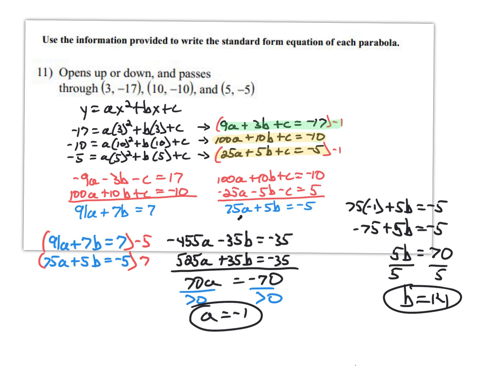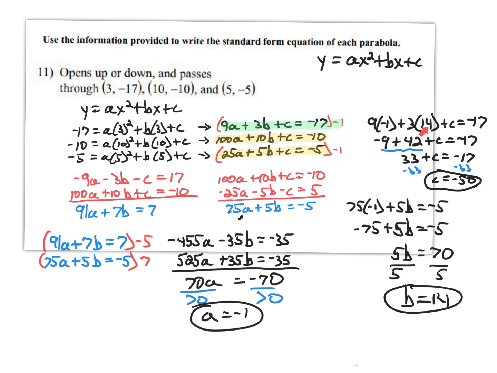I used this equation here, 75a plus 5b equals -5. I replaced a with -1, so 75 times -1 is -75, and then plus 5b equals -5. When I worked out that equation, I see that b equals 14. Now I know what a and b are. I can plug them into any of these equations to determine what c is.